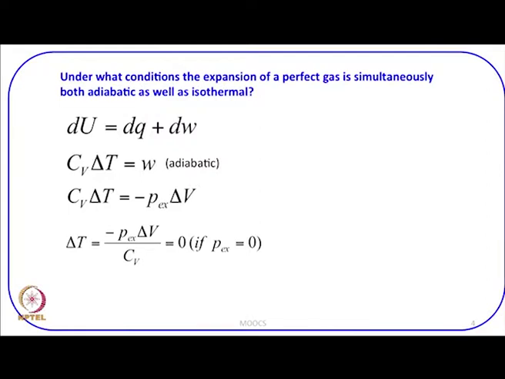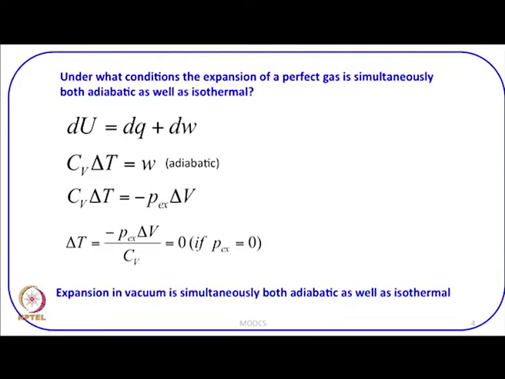So, delta T will be equal to 0 if the P external is equal to 0. Here you have the answer: when the gas expands against 0 pressure, what does that 0 pressure mean? Expansion in vacuum. So, you have the conditions. We started with an adiabatic process and we found that if the external pressure is equal to 0, then there is no change in temperature. Therefore, expansion in vacuum is simultaneously both adiabatic as well as isothermal.